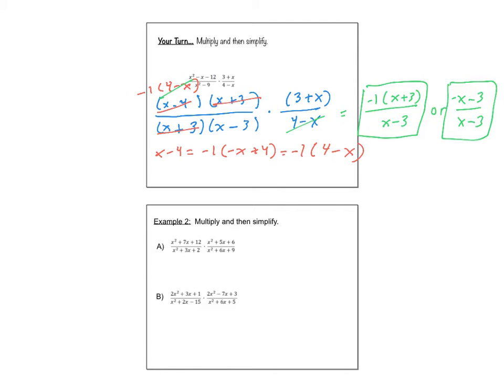Alright, so multiply and then simplify. So looking at the next one here, again, factor those. So let's factor them. What times what gives you x squared? It'd be an x. What multiplies to give you 12 and adds to give you 7? That'd be a 3 and a 4. What multiplies to give you 2 and adds to give you 3? That'd be a 2 and a 1.